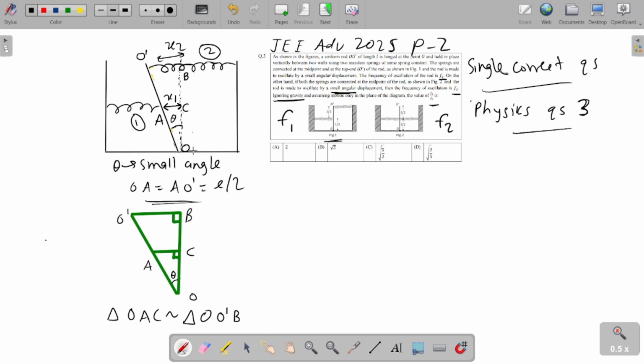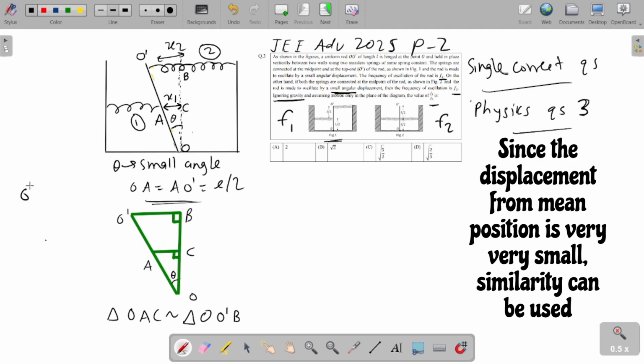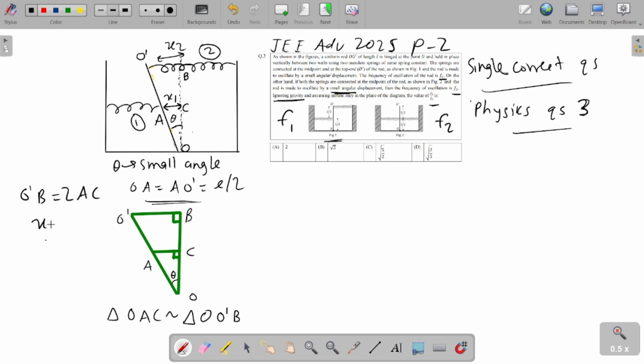I've drawn an enlarged diagram wherein the uniform rod has a small angular displacement by a small angle theta, due to which we will have a small linear displacement at point A, which is x1, as well as a small linear displacement at point O dash, x2, as you can see. Now first of all, we'll try finding a relationship between x2 and x1. Via similarity of triangles, I have drawn an enlarged figure here of both the triangles. Through similarity of triangles, we can clearly see that O dash B is equal to 2AC. This means that x2 is equal to 2x1. Therefore, we have found a relationship between x2 and x1.